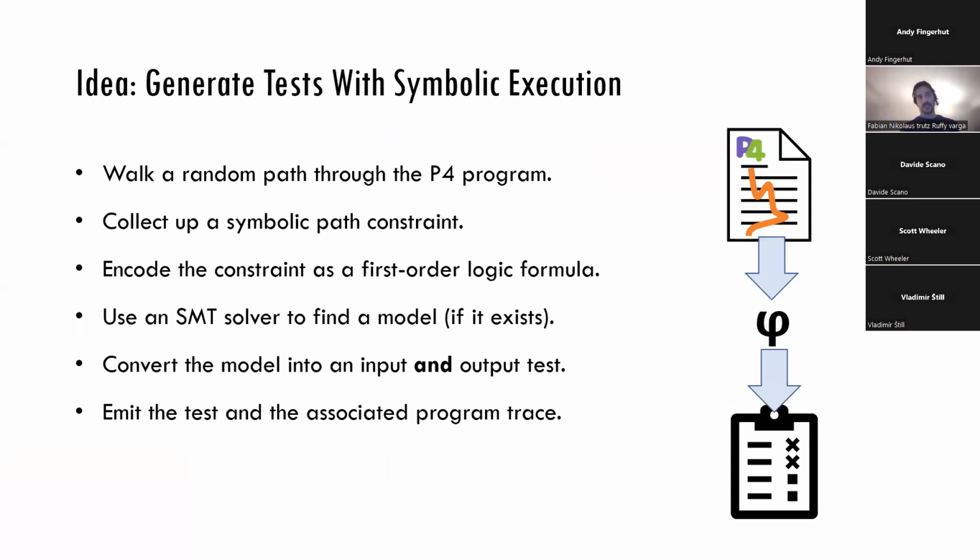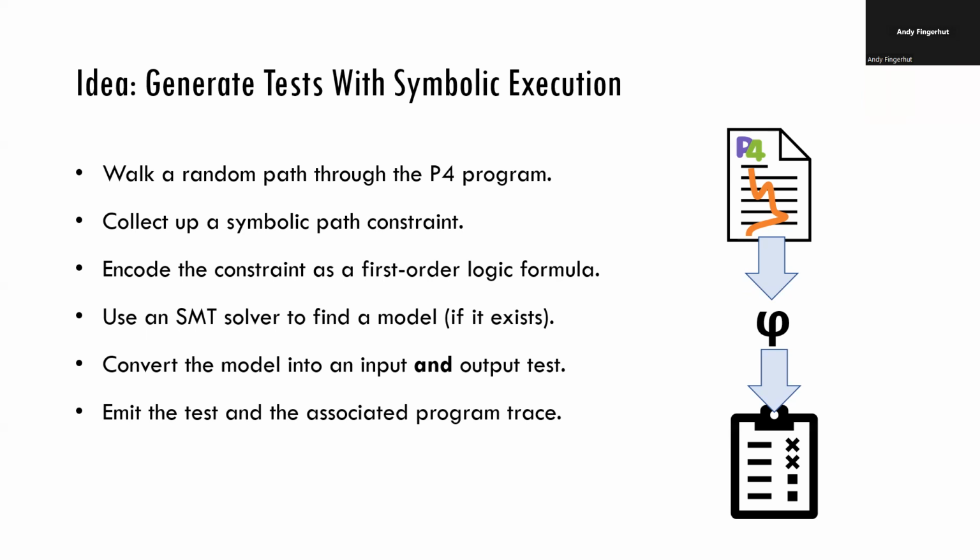Now, what is our main idea? It is we want to generate tests using symbolic execution. And what this means is that we take a P4 program, we walk a random path through that program, so the program nodes are items in the program, and we collect these symbolic path constraints. These path constraints, essentially, they specify what inputs are necessary to traverse a particular path. And we can encode this as a first-order logic formula. Then we use an SMT solver or SAT solver that gives us the model to traverse this path. And then we convert this model into an input and output test that we can execute.